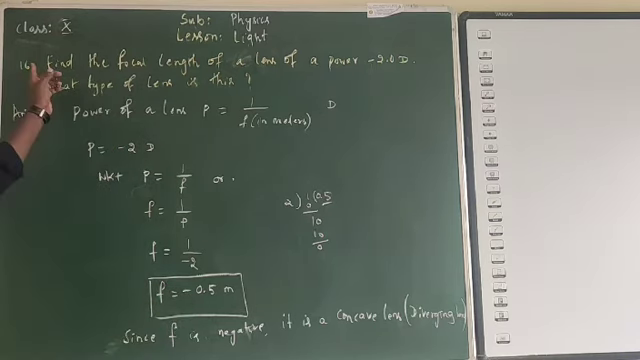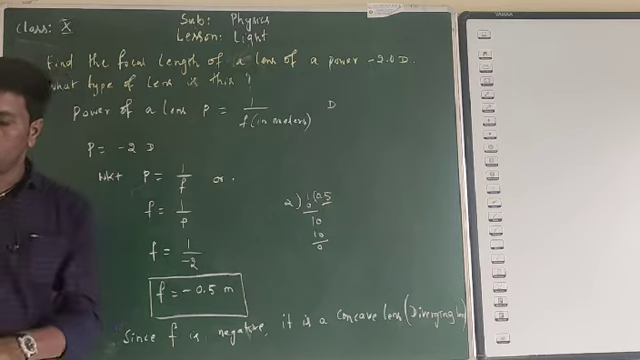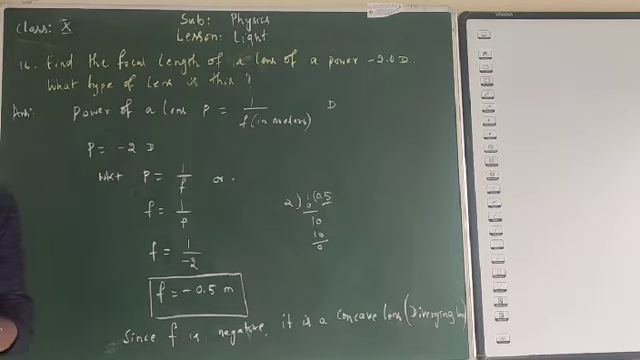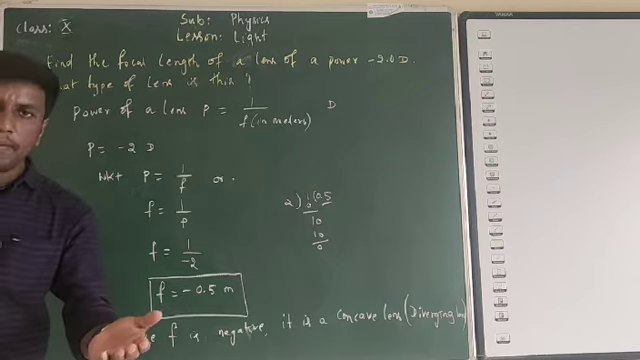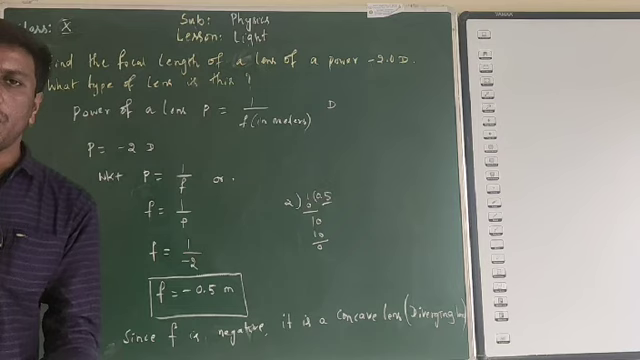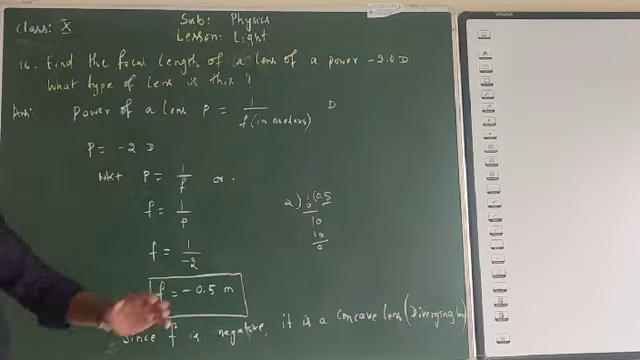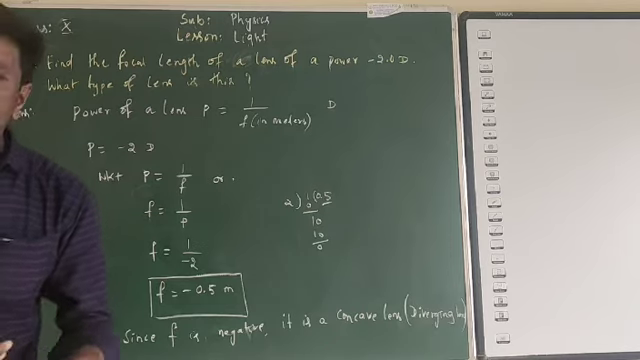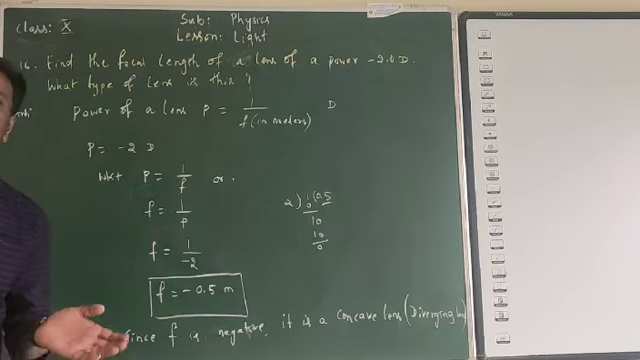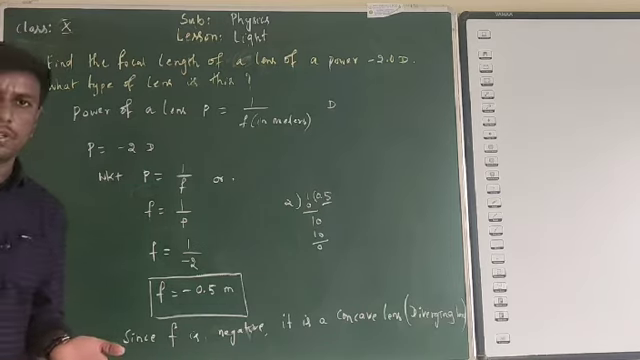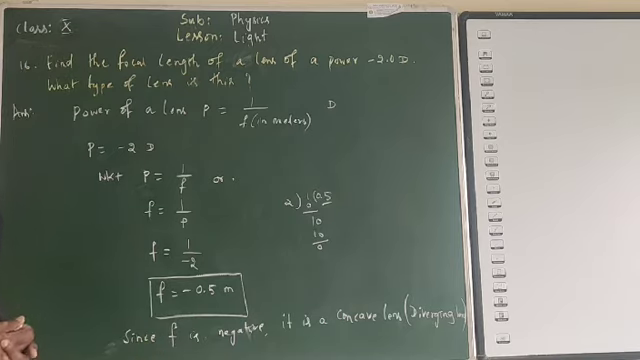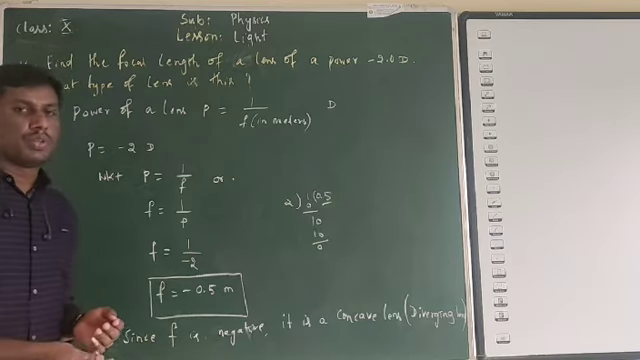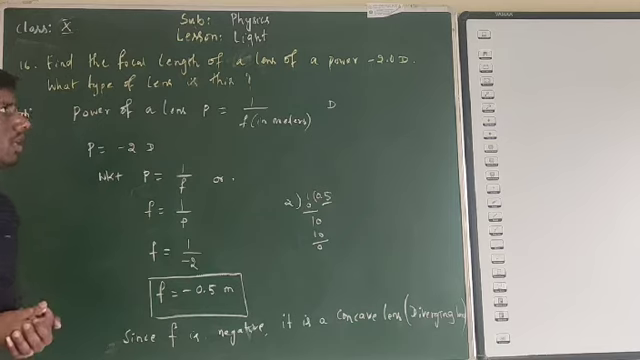We have one more question, the 17th question, which will be homework for you. It is the same type of question. There they have given the power of a lens, plus 1.5 diopter. Find the focal length, and after finding the focal length, find what type of lens it is: a diverging or converging lens, convex or concave lens. That is the homework for you, 17th question. Do it. So this completes the lesson.